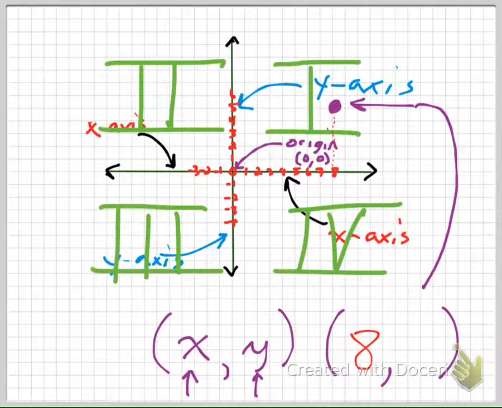So then, according to the y-axis, the second point over here, according to this guy here, this guy is at point 5. So then the point up here, this point right here, is actually point 8, 5. Question.